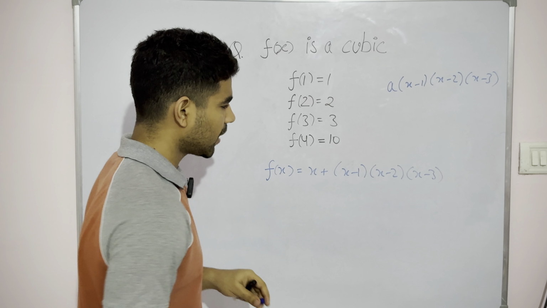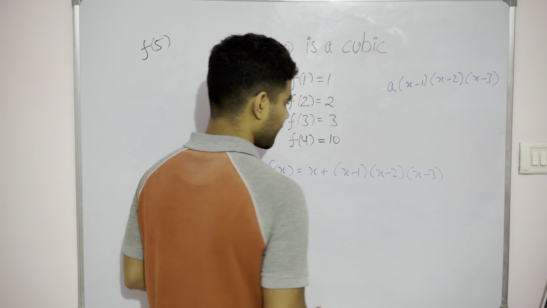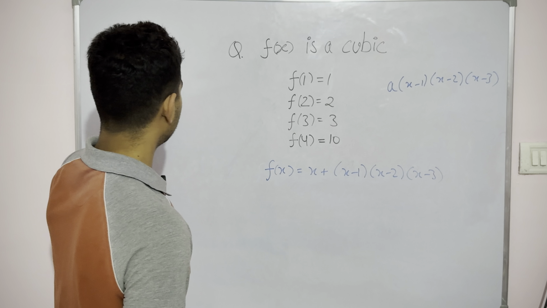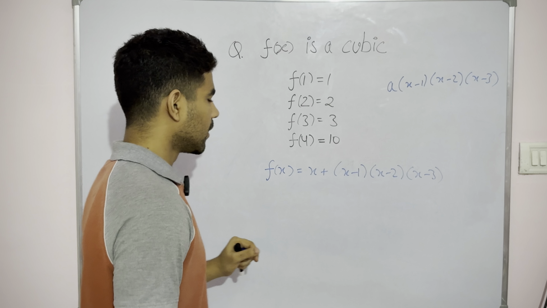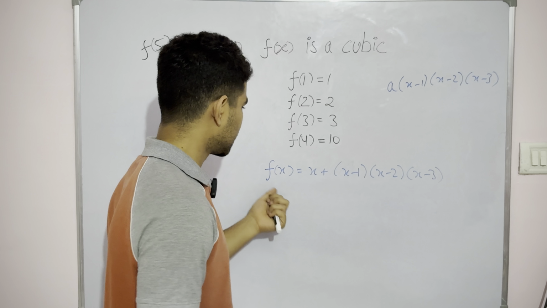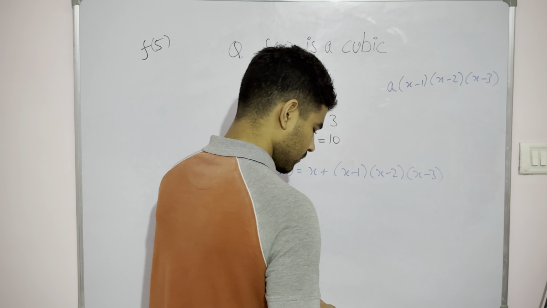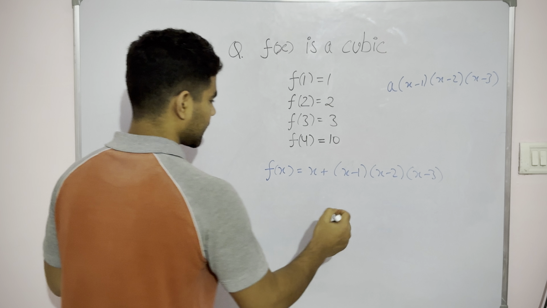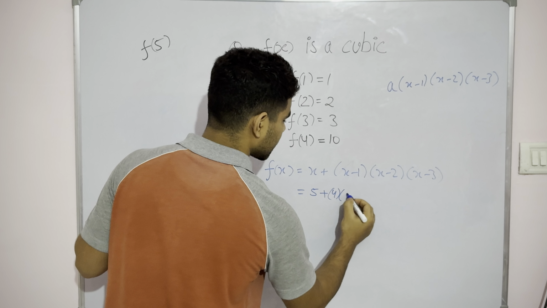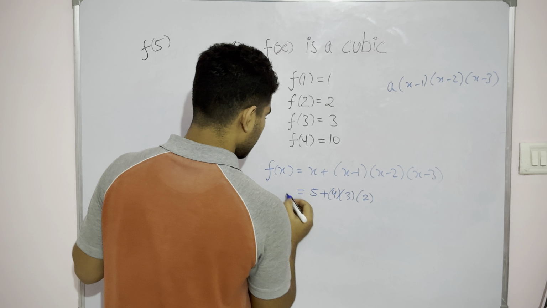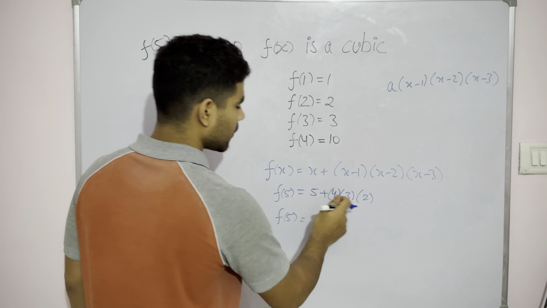Now here we have a cubic polynomial, and you can simply expand this cubic into the standard structure and find the value of f(5). We need the value of f when x equal to 5. But in a competition, you can simply put x equal to 5 in this equation and calculate the value of f. So let me put x equal to 5 in this equation. You will get 5 plus, 5 minus 1 is 4, 5 minus 2 is 3, 5 minus 3 is 2. So f(5) will be 5 plus 4 into 3 into 2.